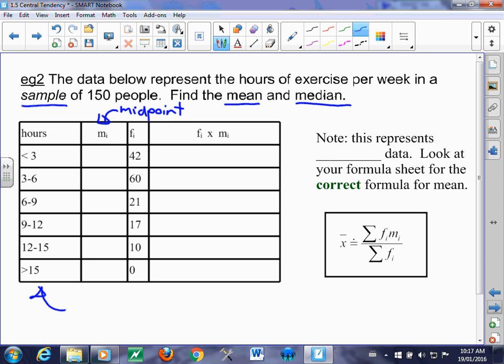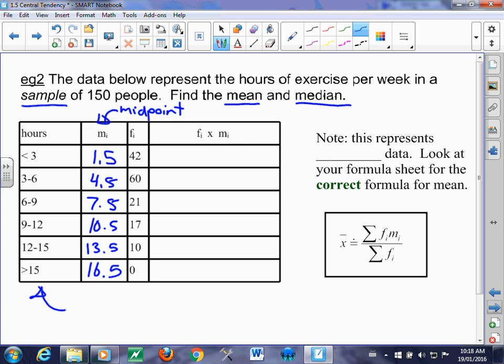So what's our interval length here, folks? Hopefully you recognize that our interval length is 3. So less than 3 hours, halfway between 0 and 3 is 1.5. Halfway between 3 and 6 is 4.5. And we'll just fill in the chart because you're halfway between each.